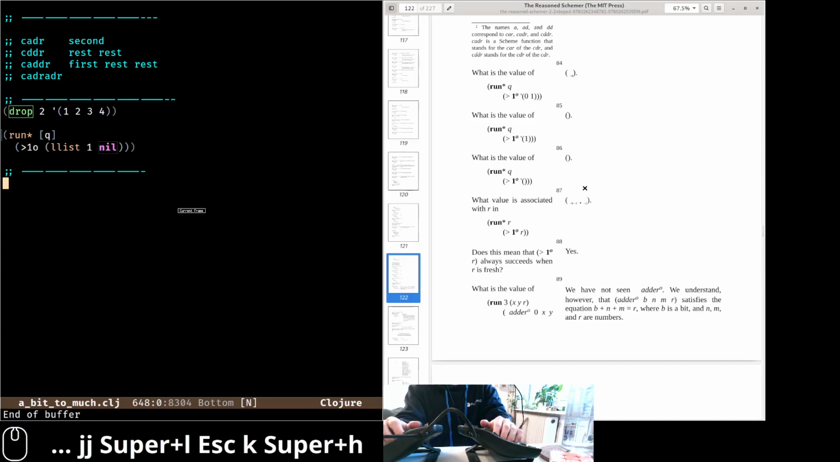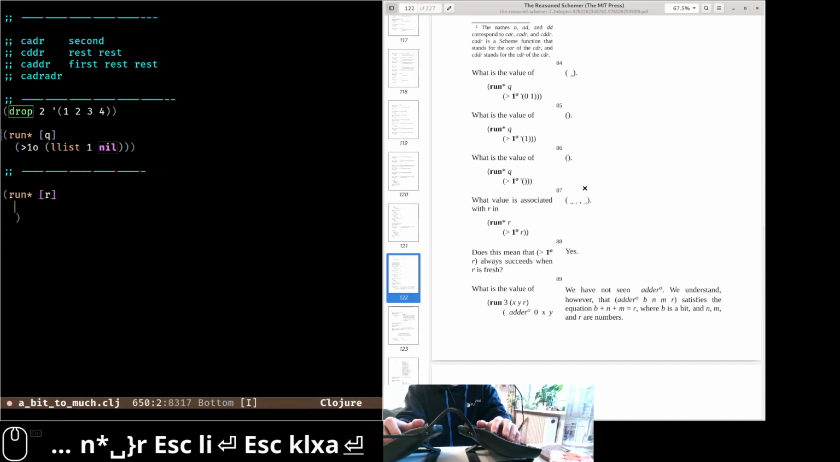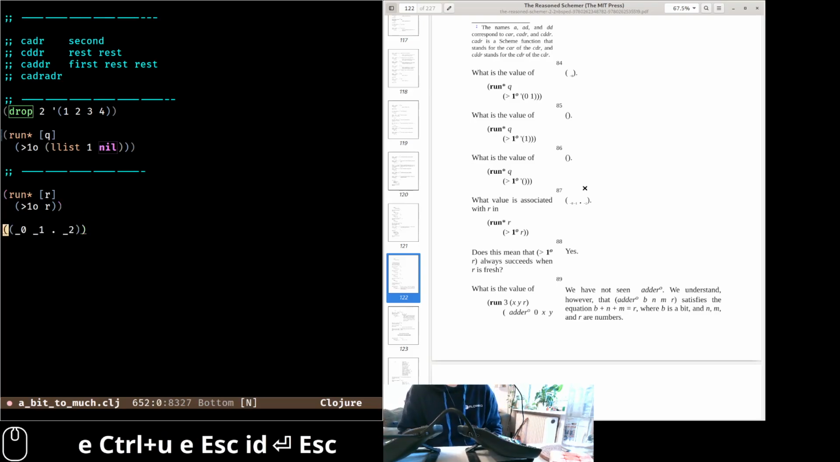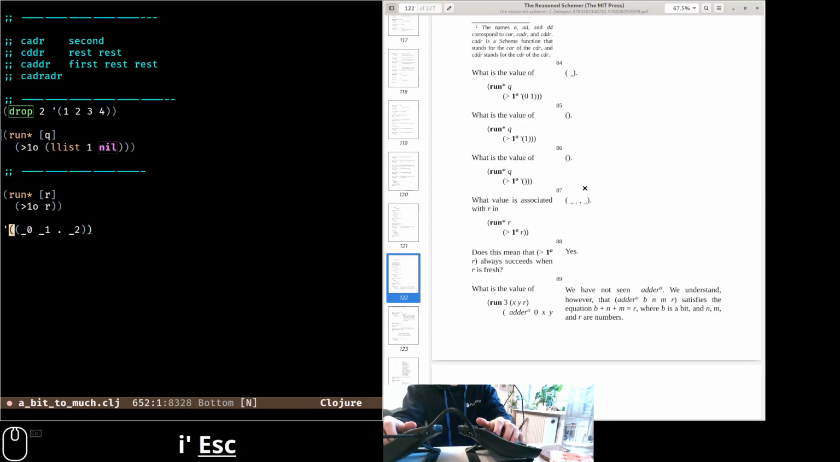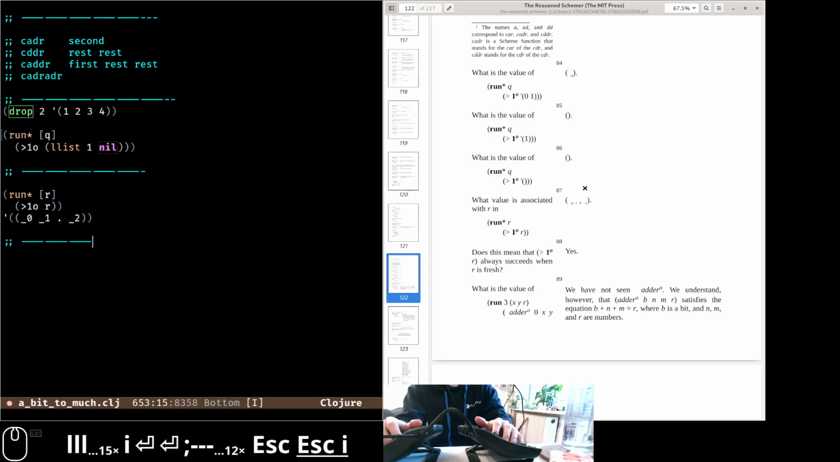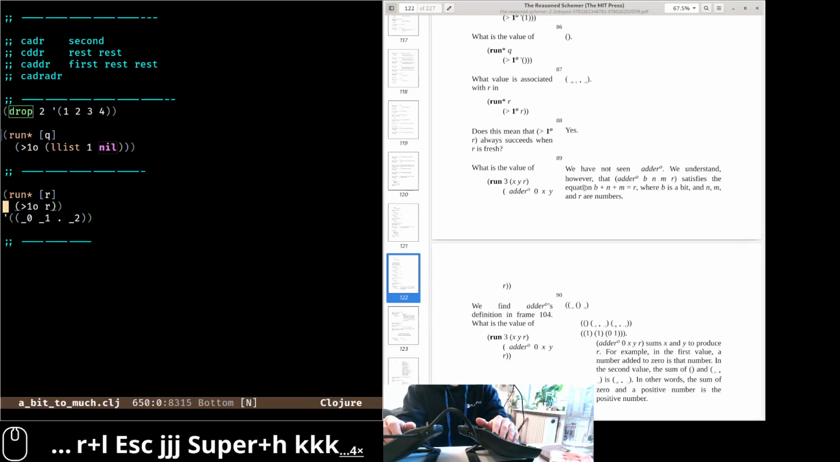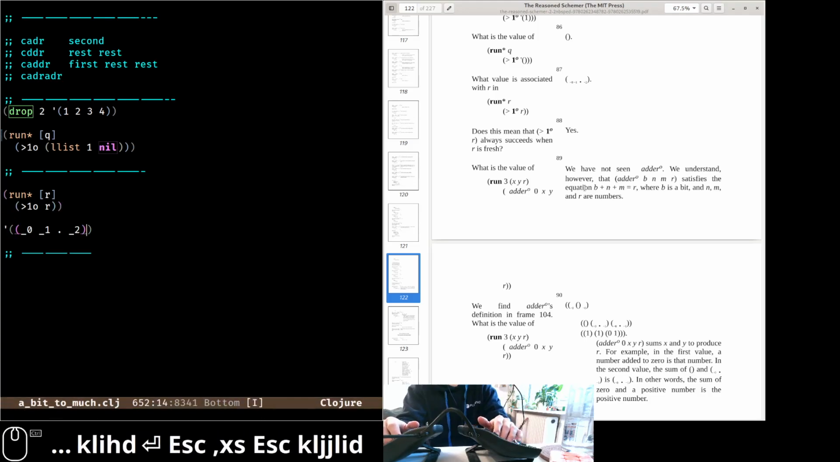What is the value with R? Okay, run star R greater equal R. So these are all the numbers. It's this structure. Interesting, it's not a list of numbers. It is a list that says there are at least 2 elements, roughly something like that. Does this mean it always succeeds when R is fresh? Yes. When R is fresh, it always succeeds. It narrows it down to this structure, and that's it.